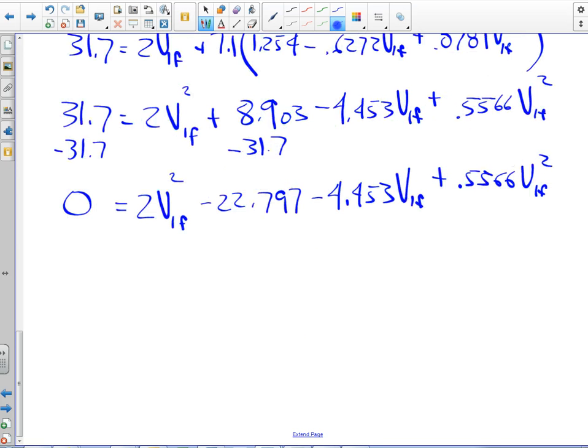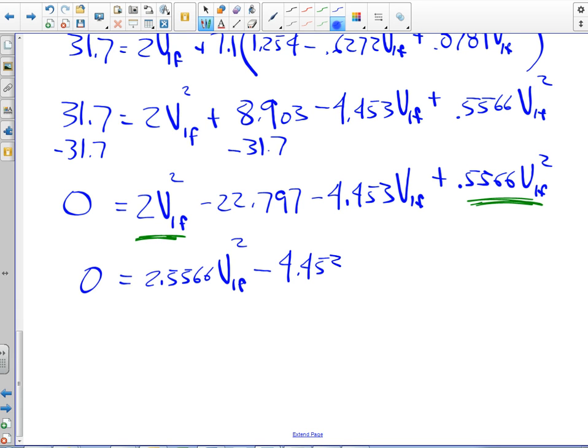We're going to combine the two terms that are V1 final squared. So that's going to be 0 equals 2.5566 V1 final squared, minus 4.453 V1 final, minus 22.797.